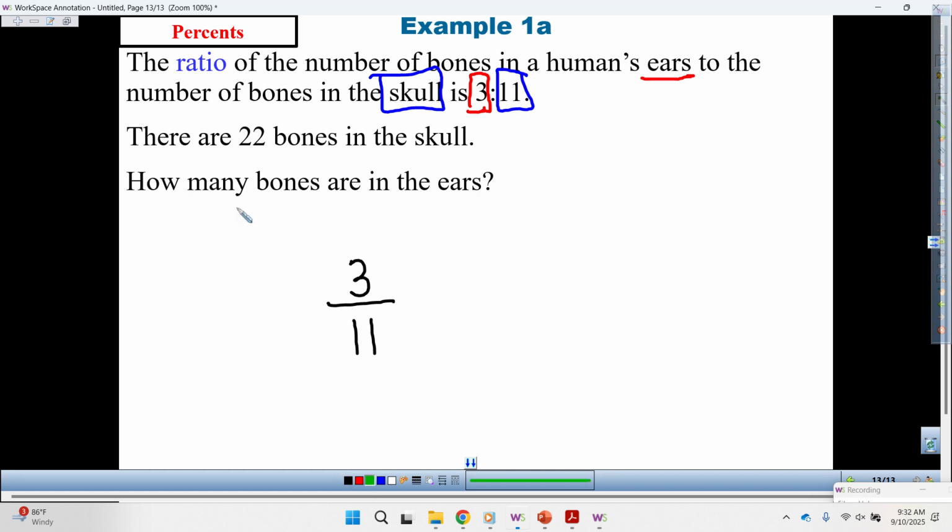However, if they continue to give you more numbers, that means that you need to make a proportion. Tell your neighbor what that means. What is a proportion? 2 fractions equal to each other. So look up. So then you do equal to fraction. Ready? Here we go. What information do they give us? There are 22 bones in the skull. So think about it. Where should I put that 22? Tell your neighbor, on top or on the bottom? Tell them why. Where should I go?